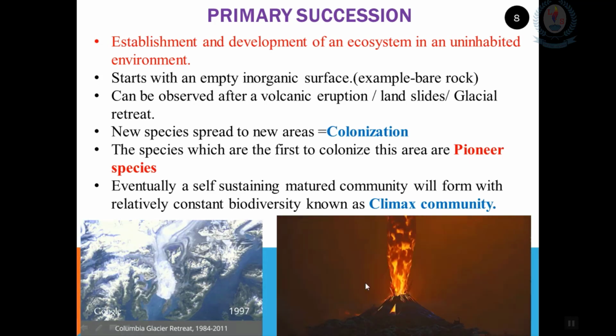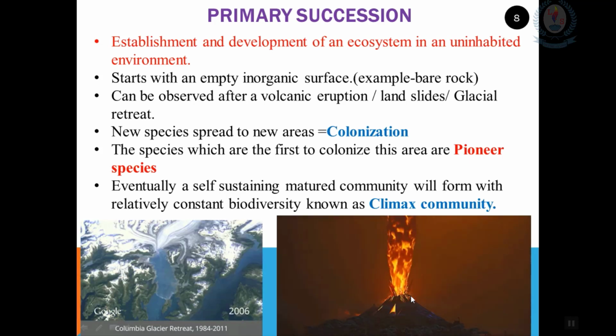So, as you can see in this picture, volcanic lava can create new land. An eruption of a volcano will release large amounts of lava, and as time passes the lava will pile up, solidify and create a barren land. Another way of creating new land, according to the primary succession process, is a glacial retreat.